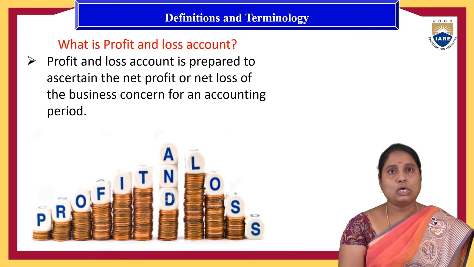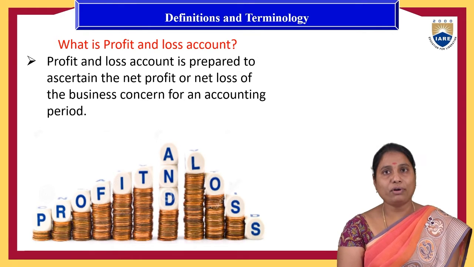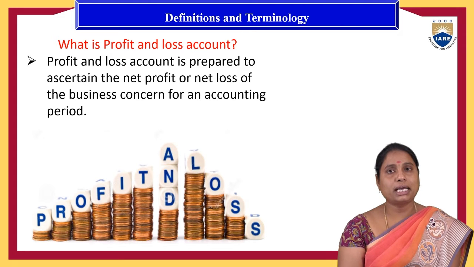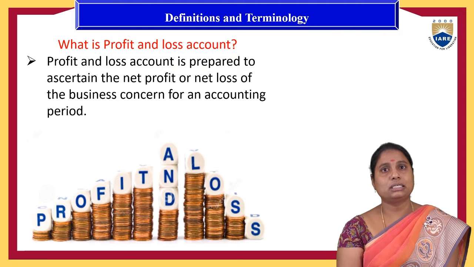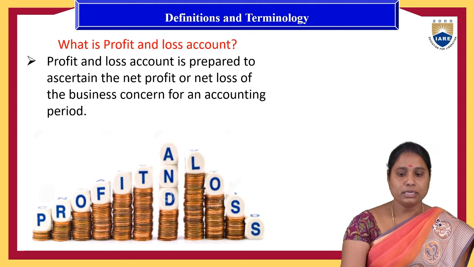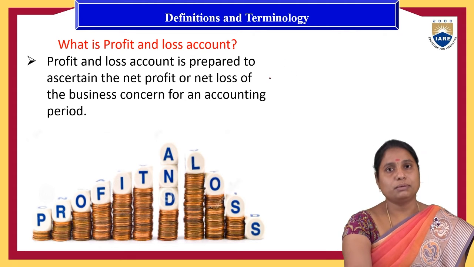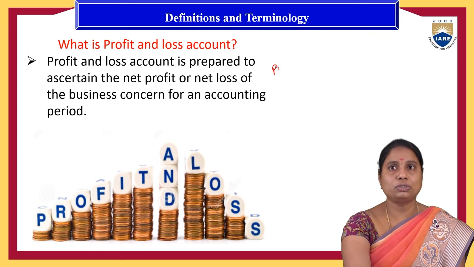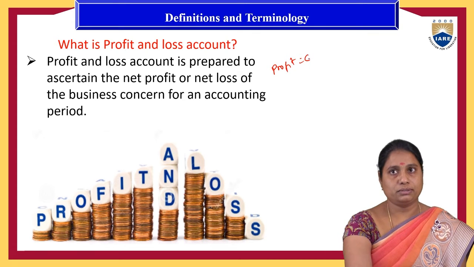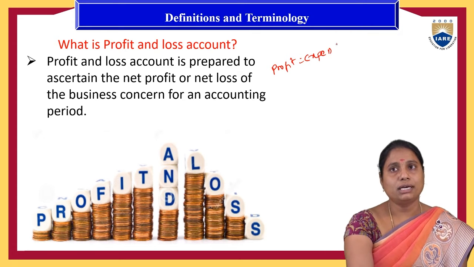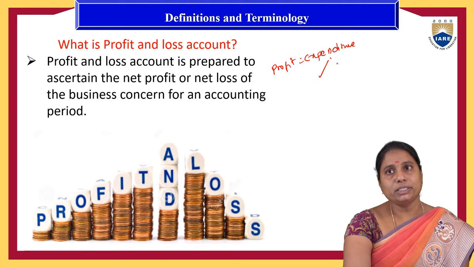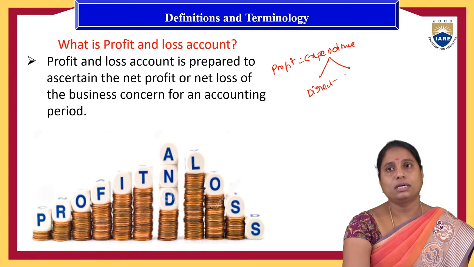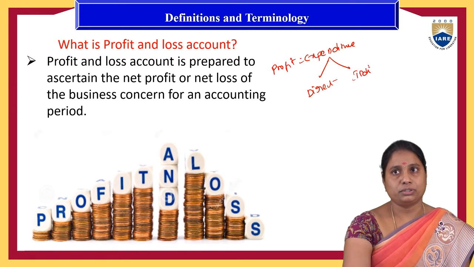What does a profit and loss account mean? A profit and loss account is prepared to ascertain the net profits or the net losses of the business concerned for an accounting period. So for every organization, profits are all based on their expenditures. As we all know, it is based on the expenditure. Expenditures are of two types: direct expenditures and indirect expenditures.